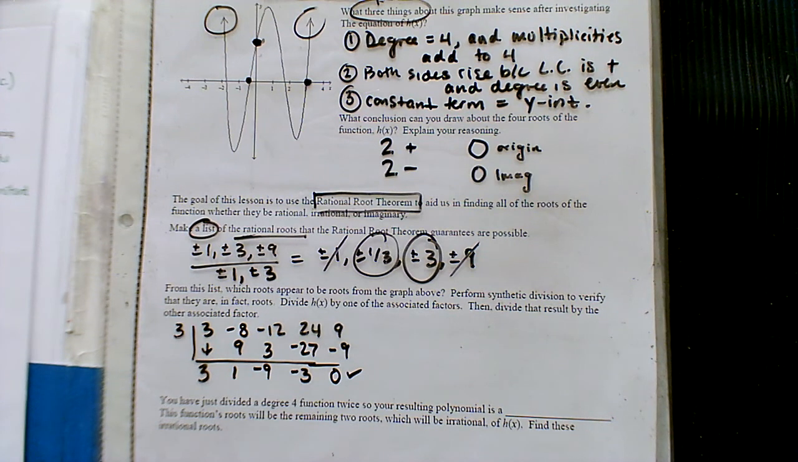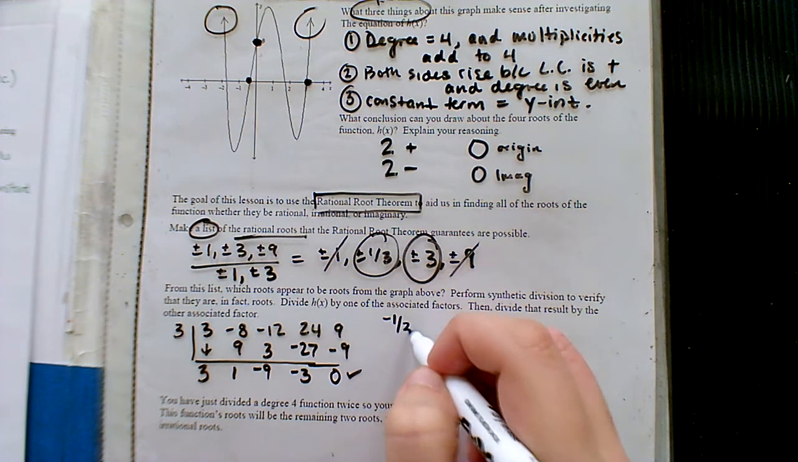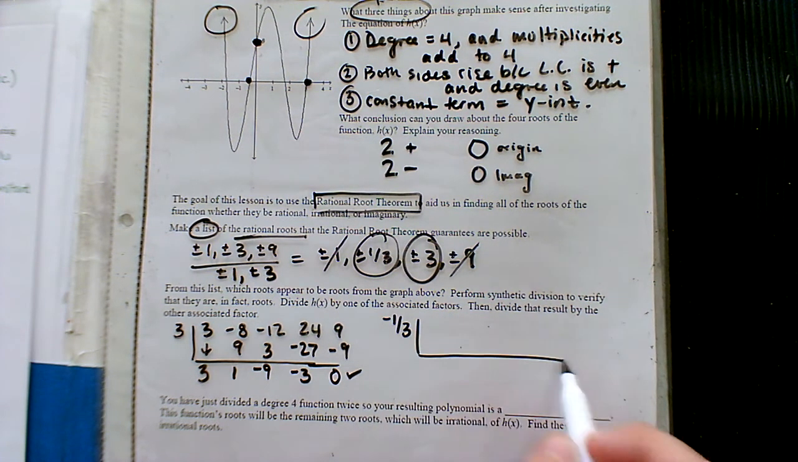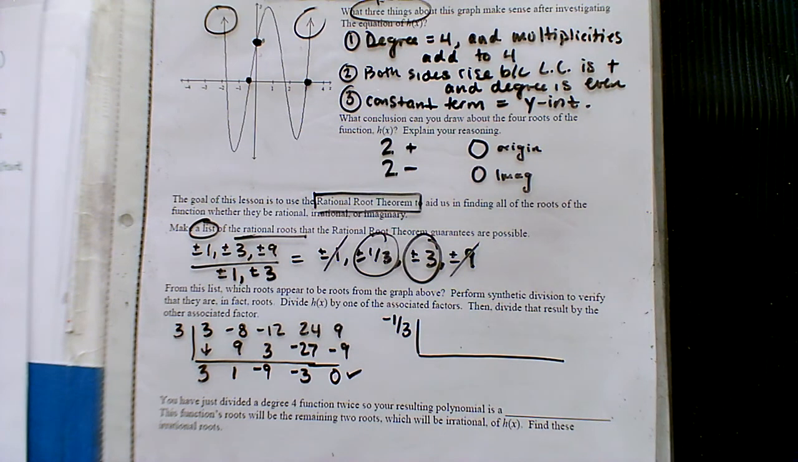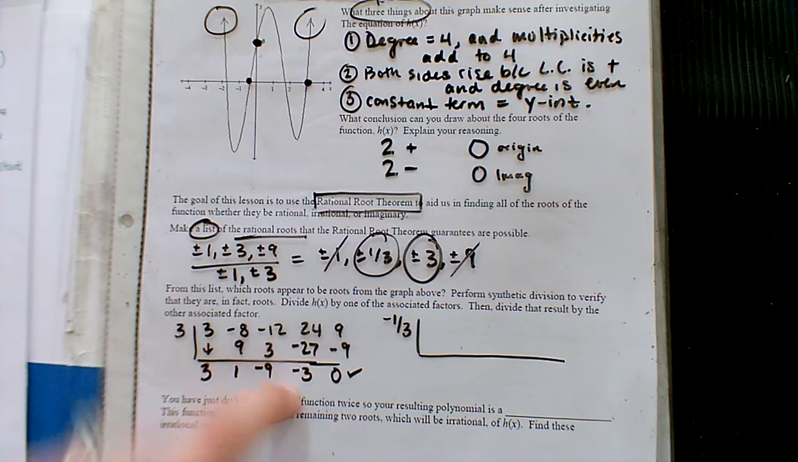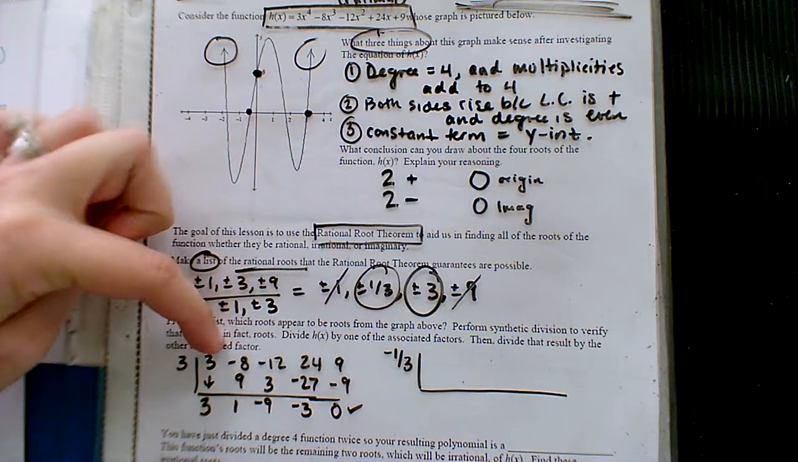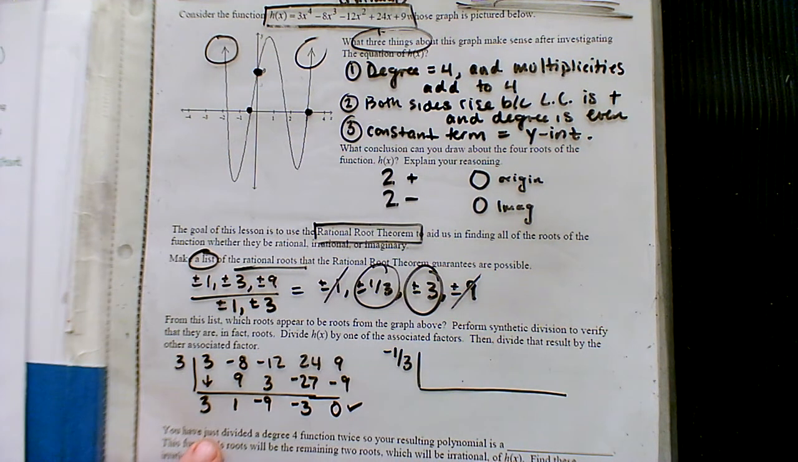I got 0. Alright, so 3 definitely works. The other one we said we should check was negative 1/3. I forget, did we talk about yesterday how you can use the quotient values, or did we go back and use the same coefficients? Did we use the same ones yesterday, or did we use the quotient ones? We use the same ones?